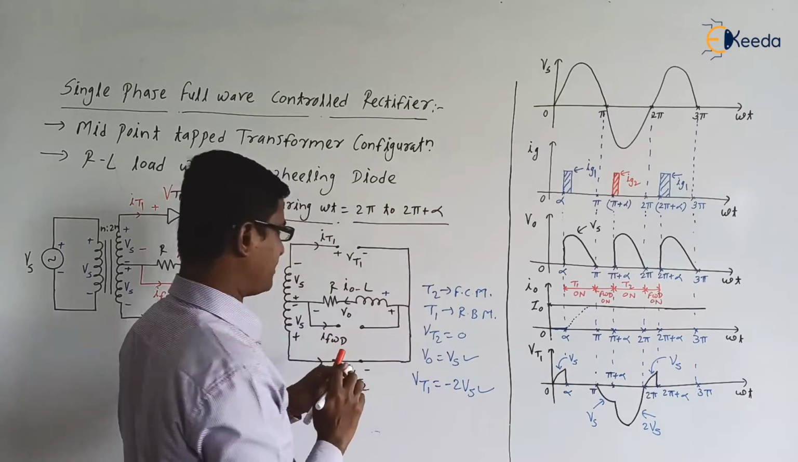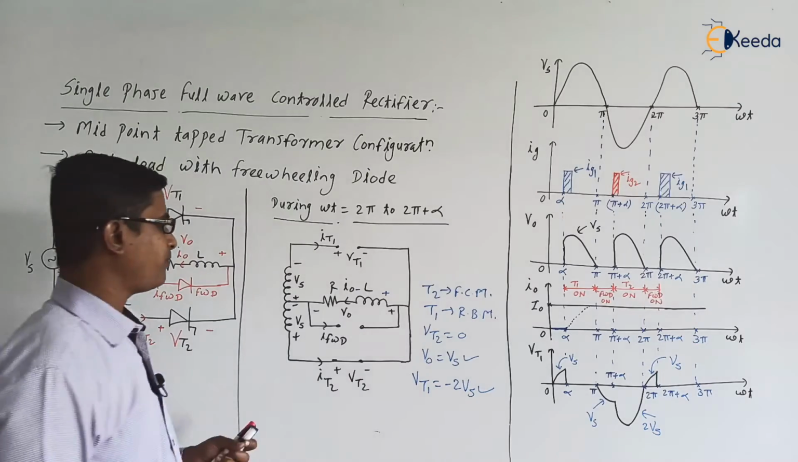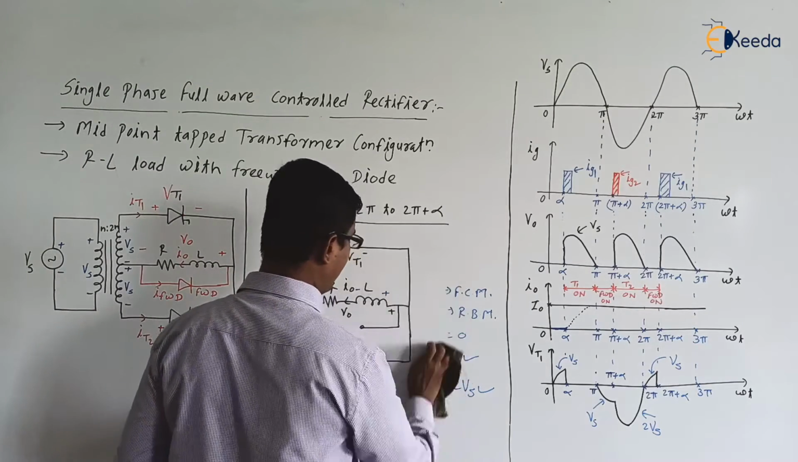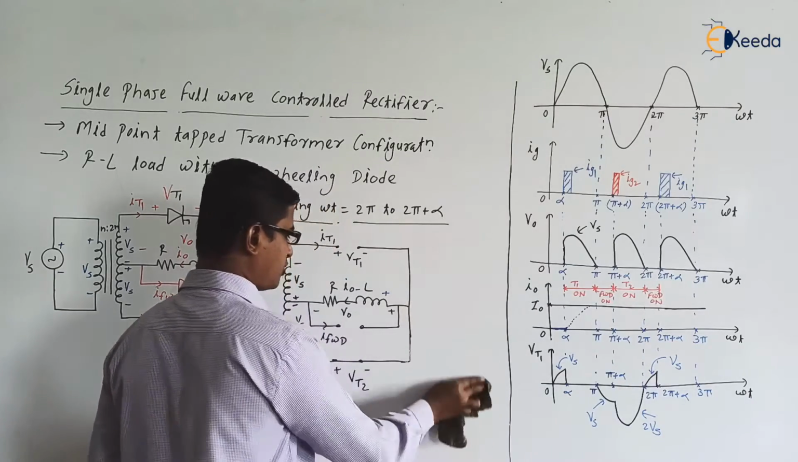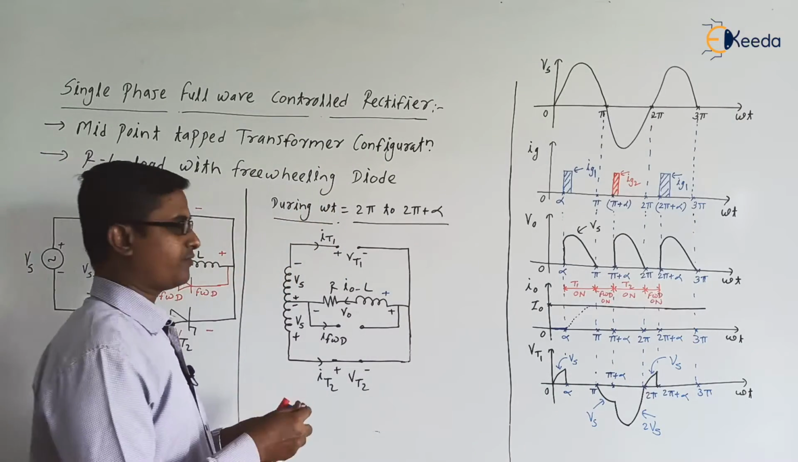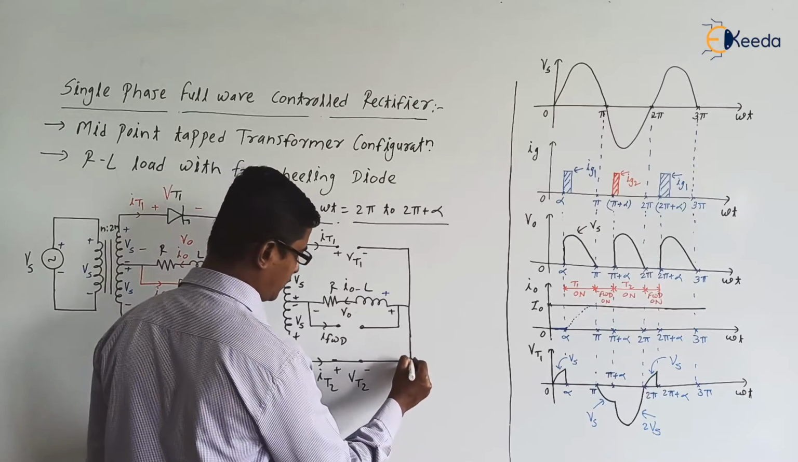Right, 2 pi to 2 pi plus alpha. So now from pi plus alpha to 2 pi, the inductor has stored the energy. If you check, the current flowing through the inductor is I0, a positive current. So the direction of the current will be from right to left.